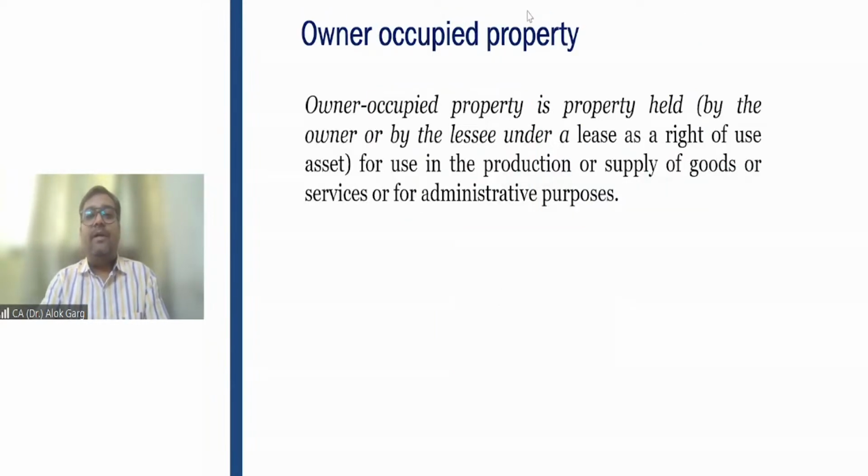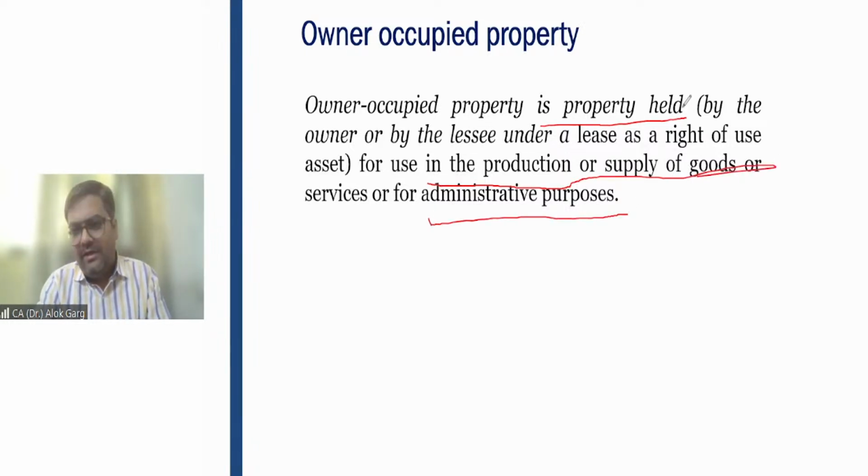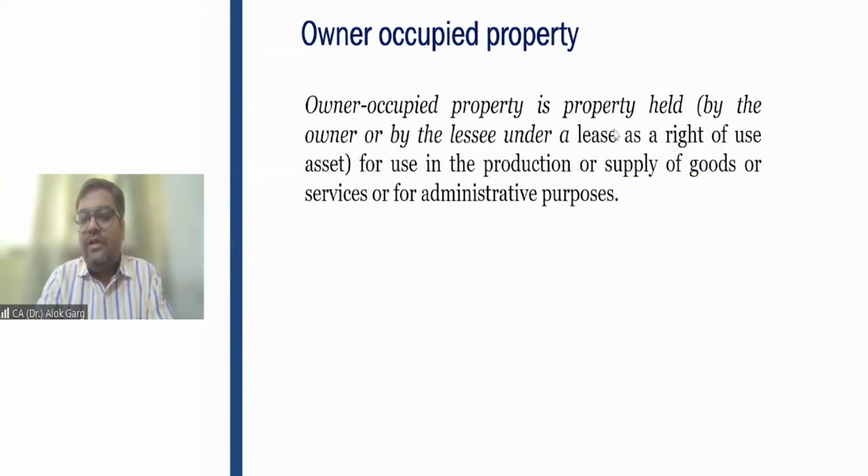Owner occupied property is a property held for use in the production or supply of goods and services or for administrative purposes and to be used for more than 1 year, right? Owner occupied property means either acquired property or taken on lease. So the company has taken a building on a lease basis and the company is using that building for factory or for office purposes, right? So that is also PPE.